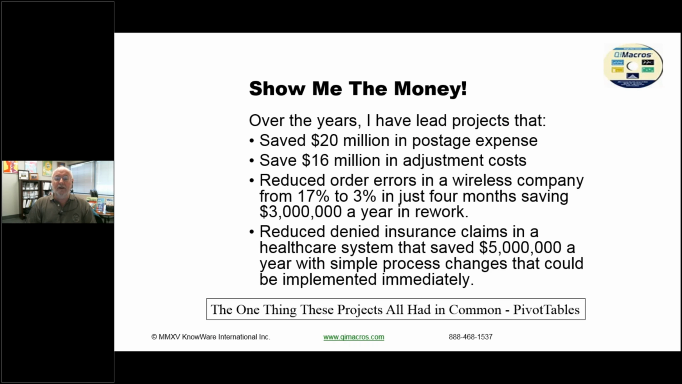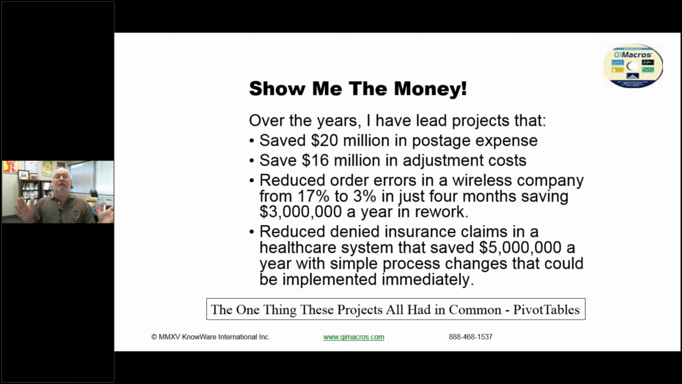Over the years, I've led projects that saved $20 million in postage, $16 million in adjustments, and reduced order errors in a wireless company from 17% to 3%, saving $3 million a year. And with one hospital system, we reduced denied insurance claims that saved $5 million a year. Most of these things were done with simple process changes, not expensive technology. We didn't have to buy a bunch of stuff. And the only thing that these projects all had in common were pivot tables, Excel pivot tables.